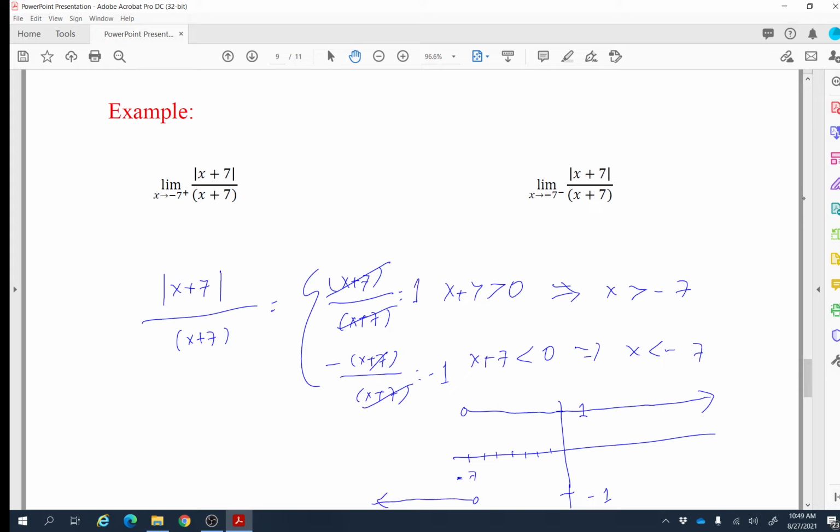So by using this graph we can say that when x approaches negative 7 from the right side, as you can see, the value of the function approaches 1. So this will be 1. And when x approaches negative 7 from the left side, the value of the function using this graph approaches negative 1. So that's why this will be negative 1.